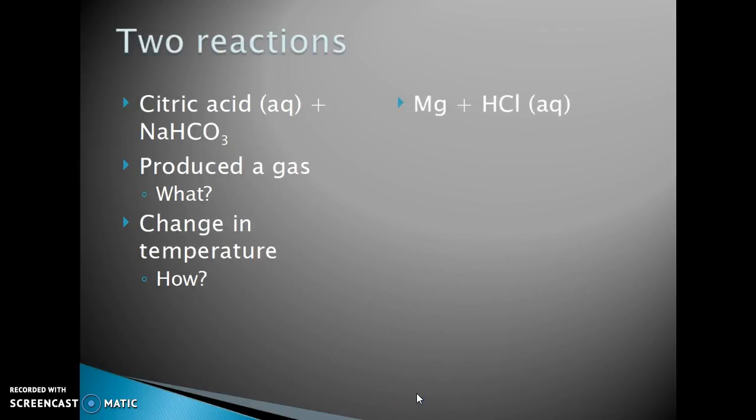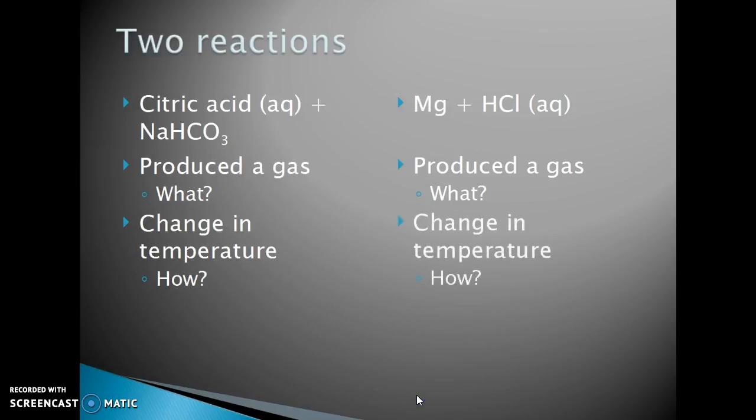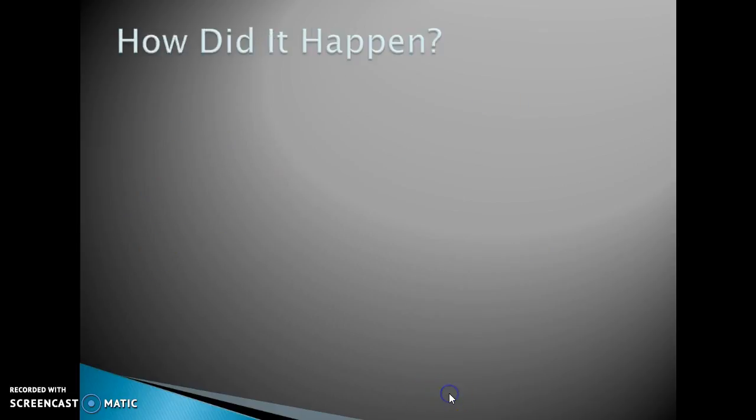You then reacted magnesium with hydrochloric acid. It produced a gas. What gas was that? And it also produced a change in temperature. Did the temperature go up or did it go down? And that, of course, again, was the temperature of the water that you were working with.